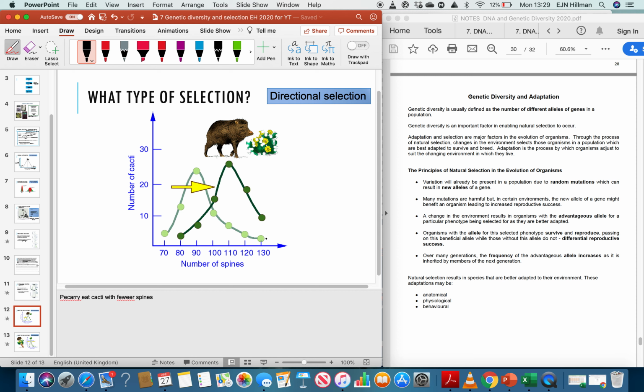Okay, the alleles that become beneficial are those alleles which code for a greater number of spines. They are selected for, and therefore the cacti with a greater number of spines reproduce more successfully, so reproduce more often and for longer, pass on more of the alleles for greater number of spines until the frequency for the greater number of spines increases, and we get this directional selection.